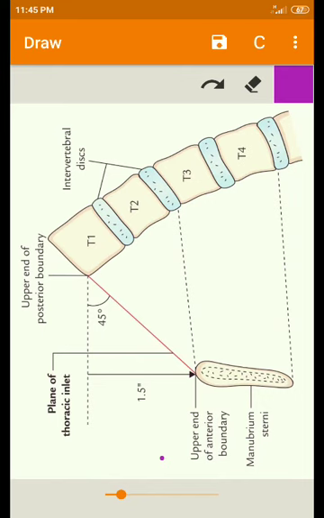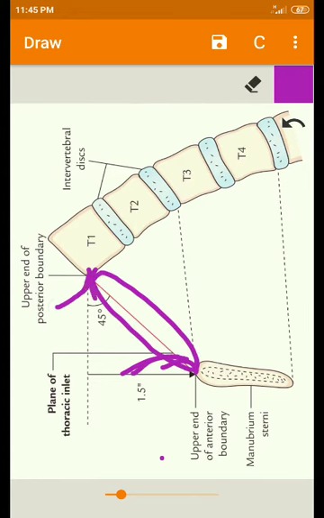Dear students, welcome back. Today we are going to see the inlet of thorax, or superior aperture. As we know from the previous session, the upper end is narrow. The narrow upper end of the thorax, which is continuous with the neck, is called the inlet of thorax.